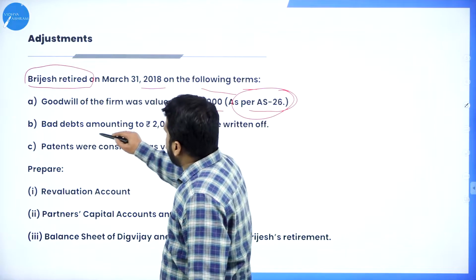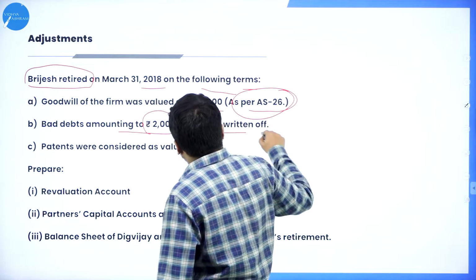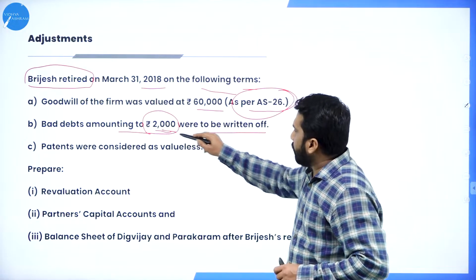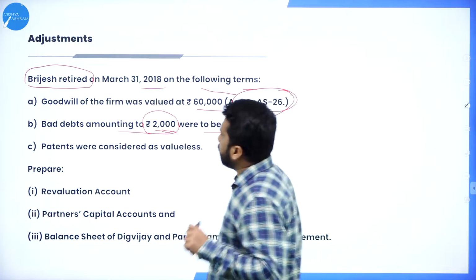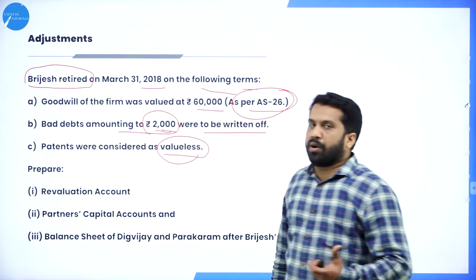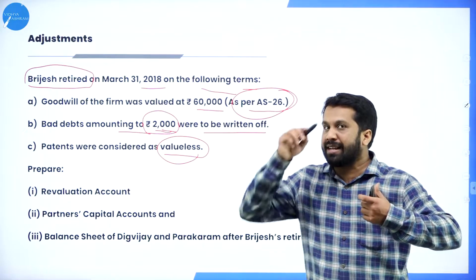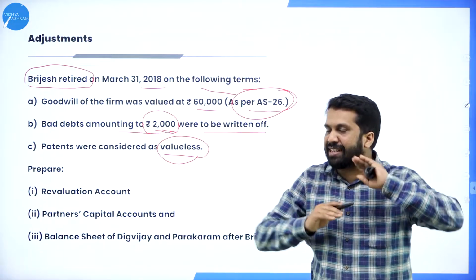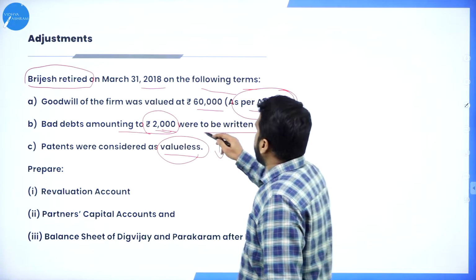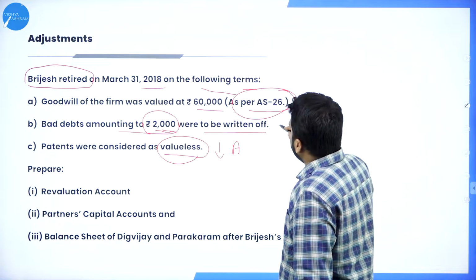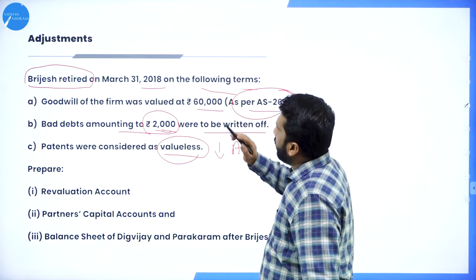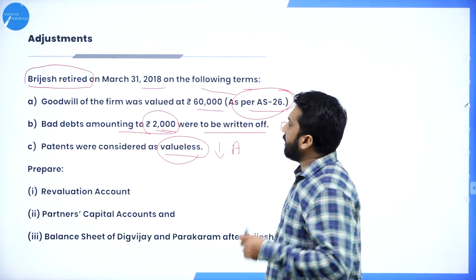Now, bad debts amounting to rupees 2,000 were to be written off. Then, patent was considered as worthless or valueless. Whatever patent value was there in the balance sheet, now it has to be made 0, decrease in asset. Remember, this one is decrease in asset. Bad debts of 2,000 to be written off, again, this is your expenses. And goodwill of the firm, goodwill will not come anywhere. The adjustments are very less actually.